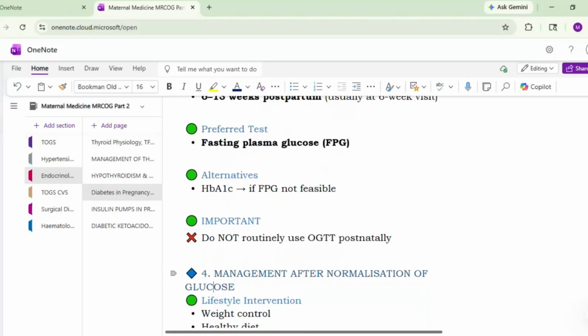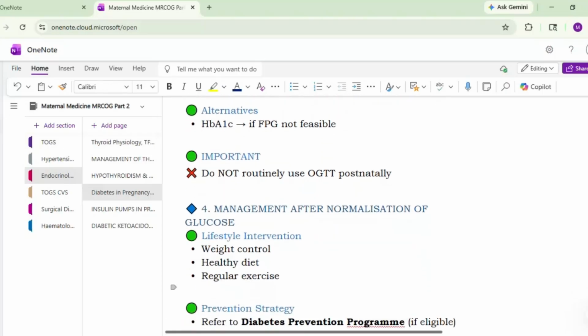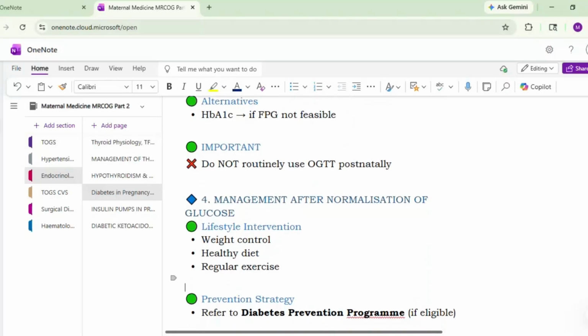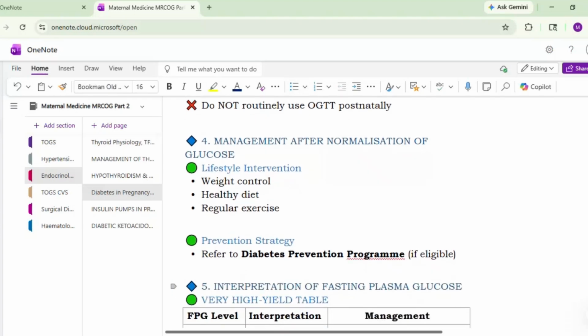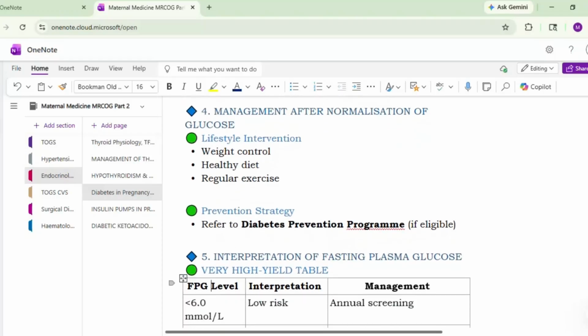Now this is the question which they generally ask about the management. They will give you that she is screened in the postnatal period between 6 and 13 weeks and her fasting plasma glucose was this, or her HbA1c value was this. Then what will be the further advice? Management after normalization of the glucose: lifestyle interventions such as weight control, healthy diet, regular exercise, and prevention strategy such as referral to the diabetes prevention program.